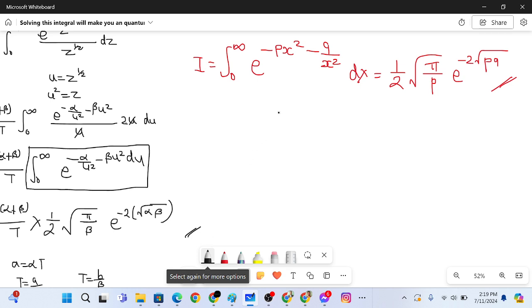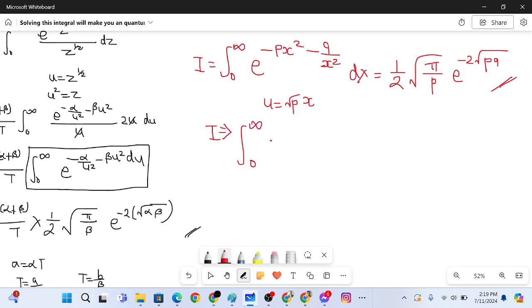There are 2 constants right now. I can actually decrease it. If I make a substitution, not the black, I want to use red. If I make a substitution that u is equal to root p times x, and this variable will decrease. No, it will not decrease, but we will definitely see how.